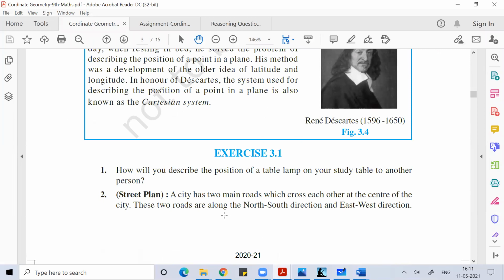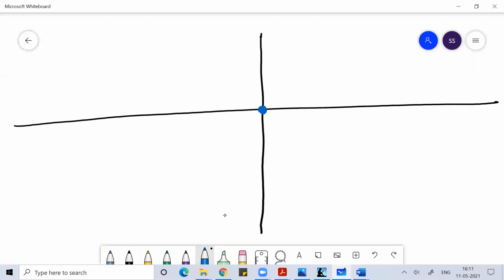These two main roads are along the north-south direction. So you know this, no? I mean, this line is the north-south direction, and this line is the east-west direction.